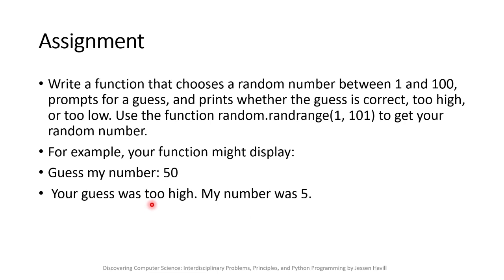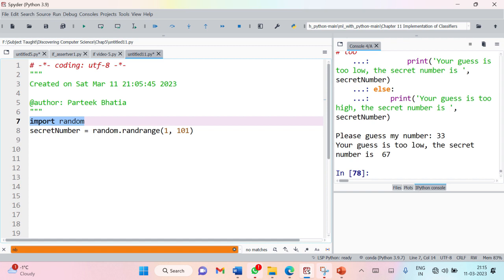I hope you have already implemented this function. Let us quickly discuss the solution of this problem. Here I am importing my library with name random. This has a function randrange which is used to generate a random number within the specified range. Here it will generate a random number between 1 and 100 as 101 is excluded.